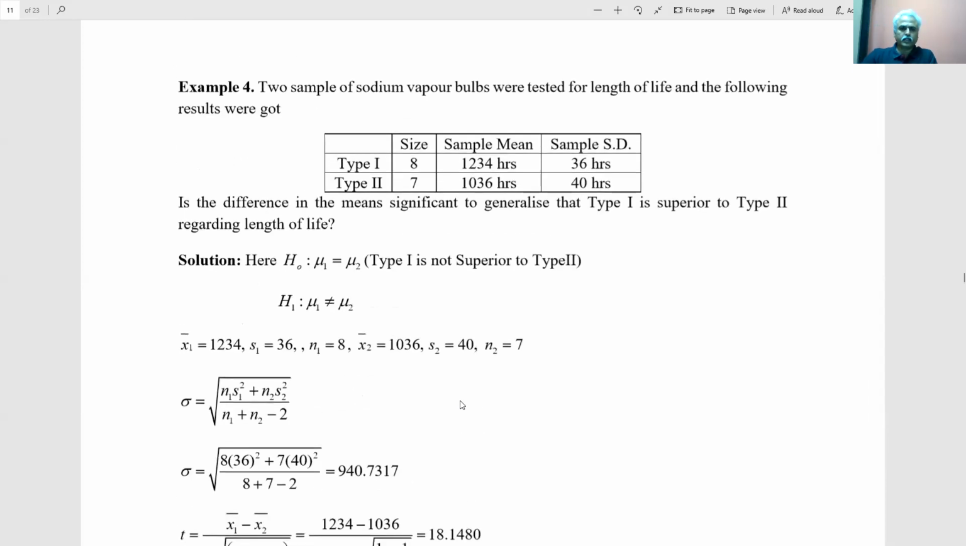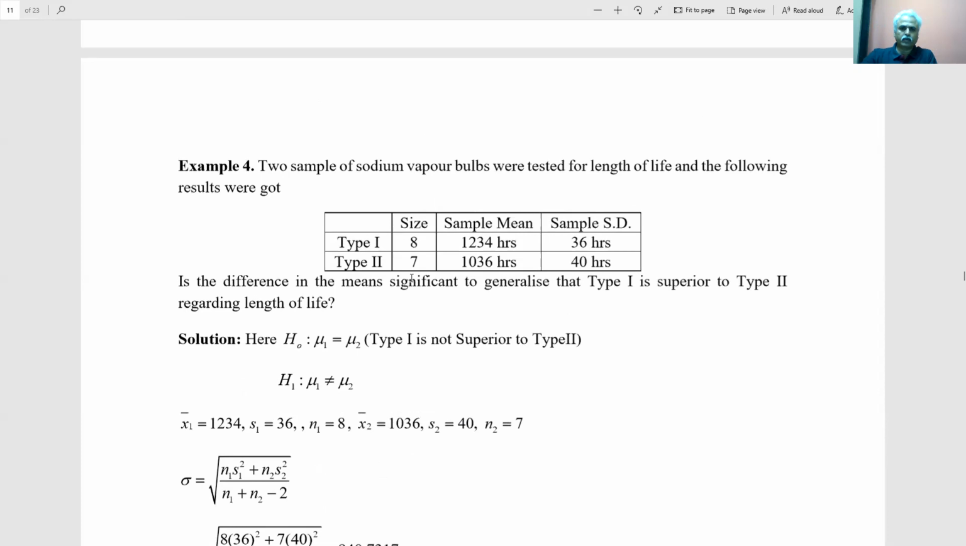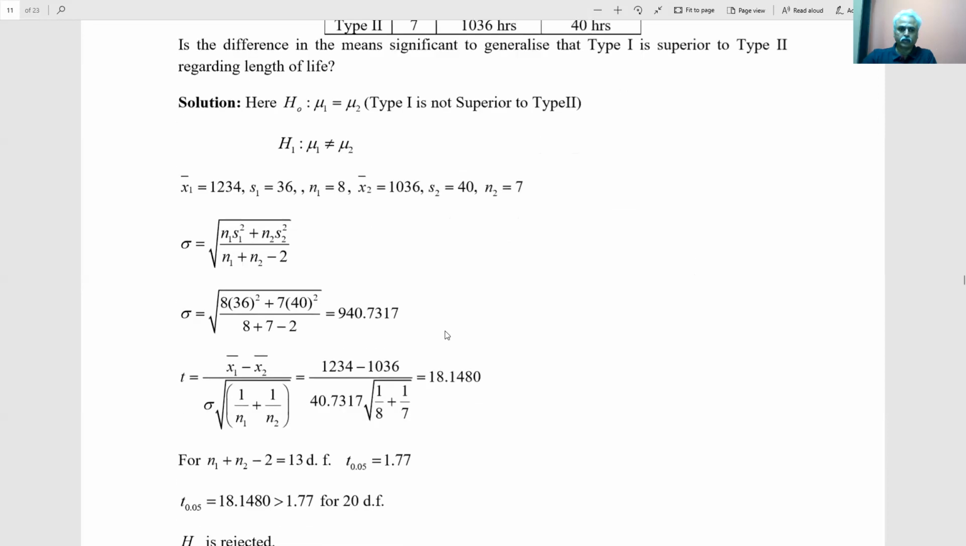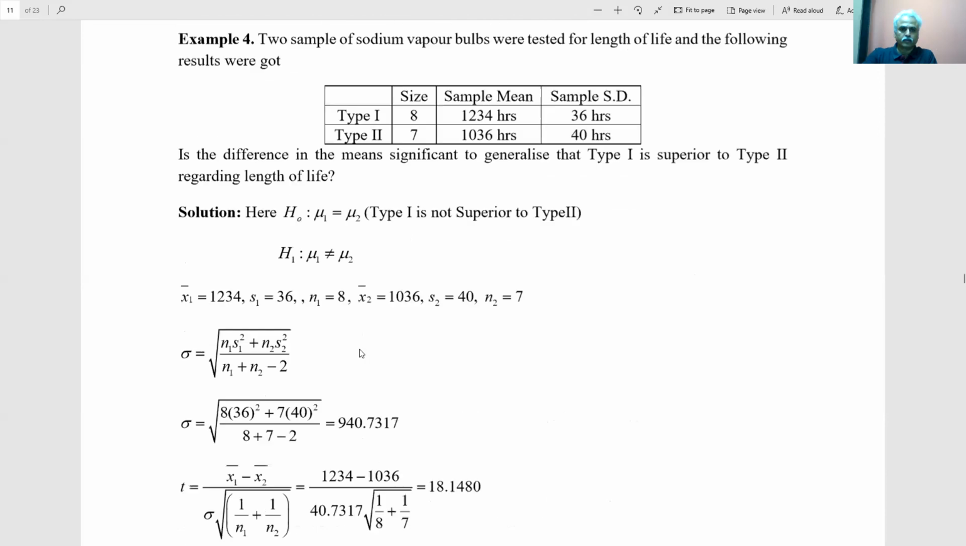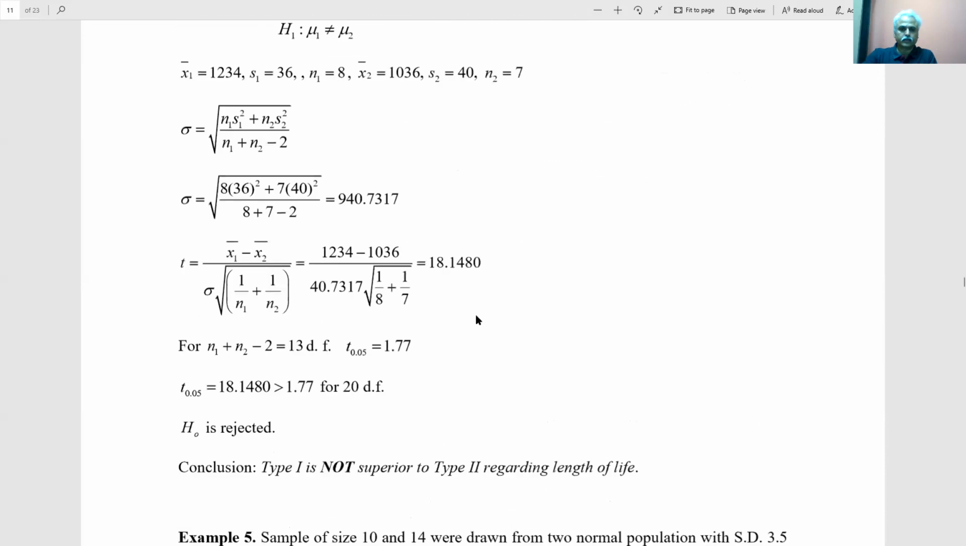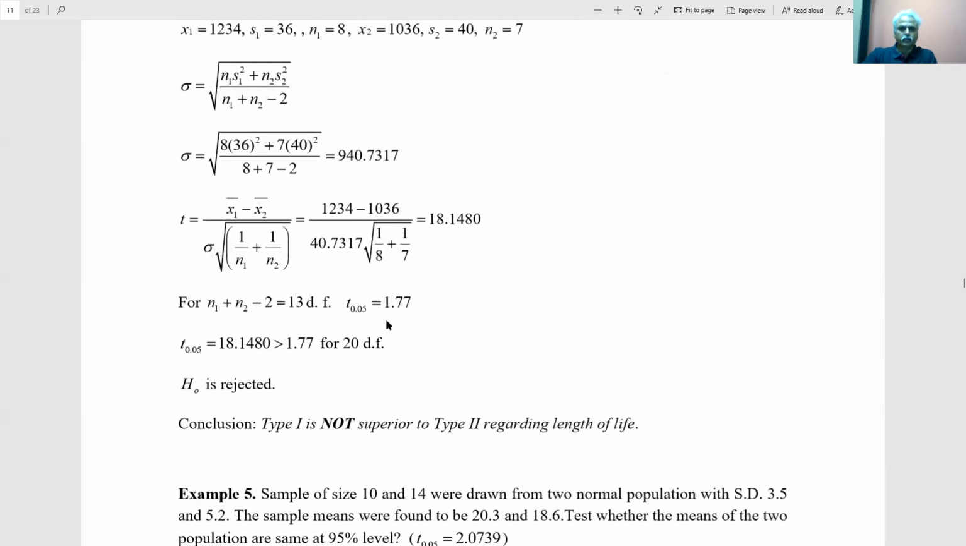Now, what are the degrees of freedom? For a single sample, it is 8 minus 1 or 7 minus 1. For the combined sample, it is 8 plus 7 minus 2, which is 15 minus 2, that is 13 degrees of freedom. Now, for 13 degrees of freedom, let us find the t statistic at 95% confidence limits.